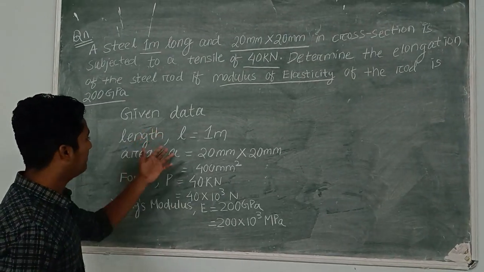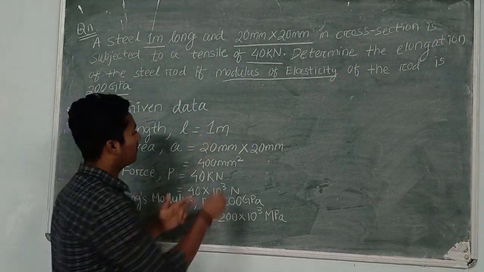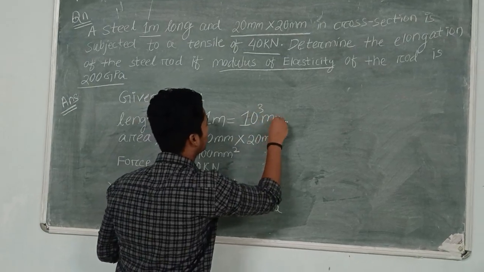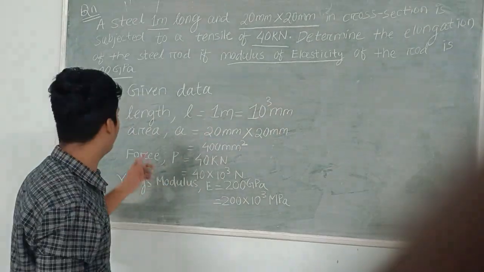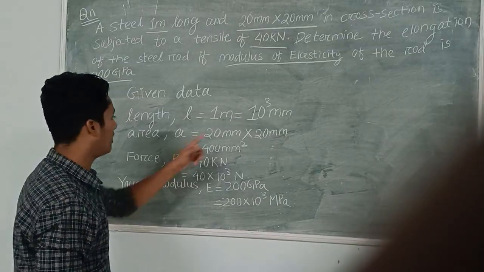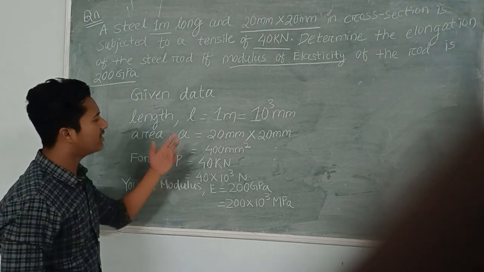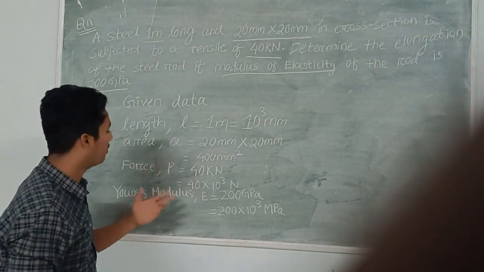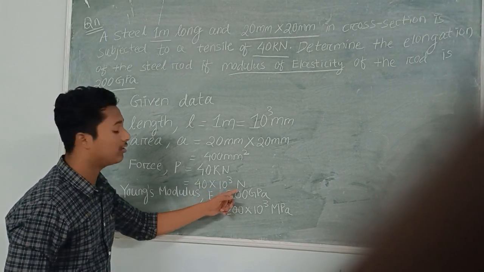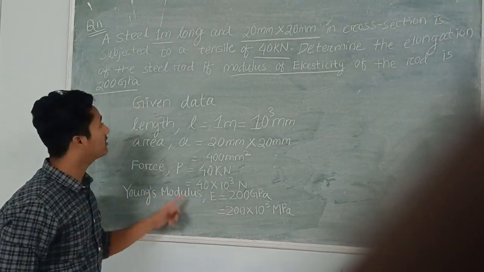So given data is length, which is L, in meter format. I have converted into millimeter. Everything is in millimeter, so I converted into millimeter. And area A is 400 mm square. And force P, or we can say load also, tensile force or tensile load, that is 40 kilonewton. I have converted into Newton, 40 into 10 to the power 3 Newton.